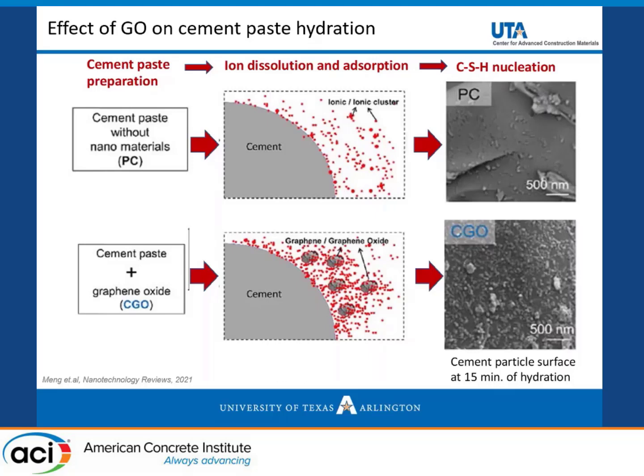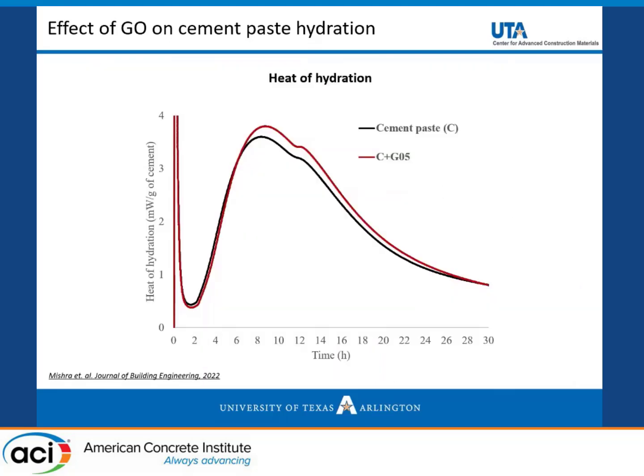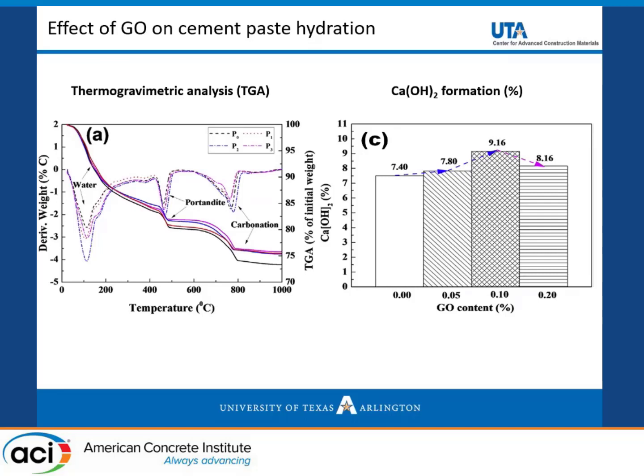When we add this small amount of GO in cement, people find that it accelerates the hydration. Here, with GO at the top and without GO at the bottom, the CSH particles form around GO, so GO acts as a nucleation site. In the next slide, you can see the heat of hydration with 0.05% GO from isothermal calorimetry. This is also confirmed by measuring calcium hydroxide content from TGA: with 0% GO and with 0.1% GO you have more calcium hydroxide. That means more cement is hydrated, more calcium silicate hydrate.